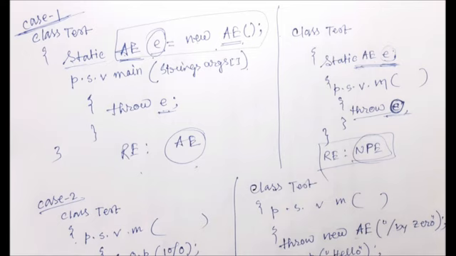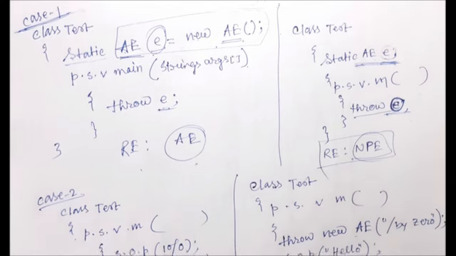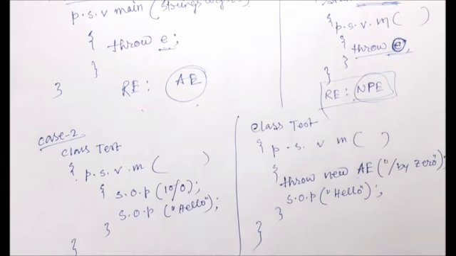In this case, will the compilation be done, yes or no? What kind of exception is it? Arithmetic exception, right? So it may or may not arise. Arithmetic exception belongs to which class? Runtime exception. Is a runtime exception a checked exception or an unchecked exception? Unchecked exception.